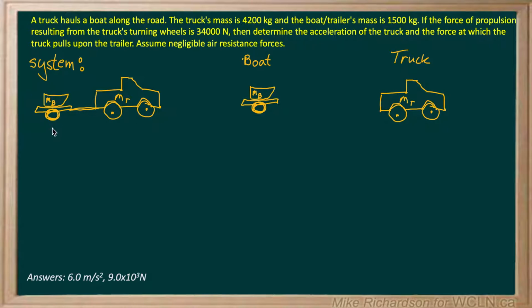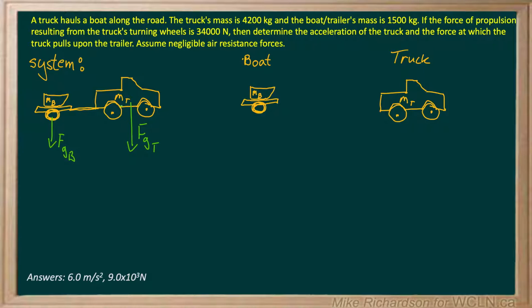Well, the boat and the trailer has a force of gravity that'll be straight down. And since I've labeled the mass of the boat trailer MB, I'll call this force of gravity F gravity B. The truck also has a force of gravity down, which we'll call F gravity T, since I've labeled the mass of the truck MT. They're both resting on a surface.